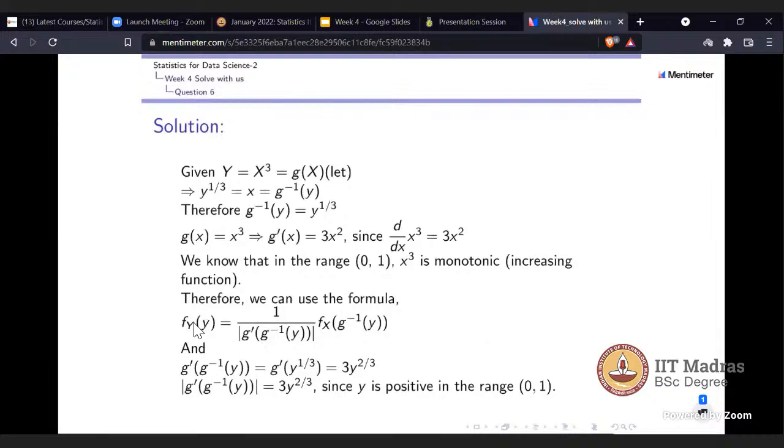This line, ma'am, we know that in the range of 0 to 1, x cube is monotonic. So we can apply this function, the formula given in the lecture also. Yeah, right. So we can use this formula directly, we can apply it everywhere.